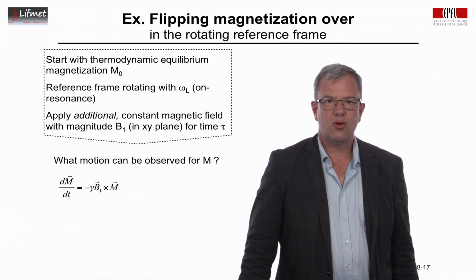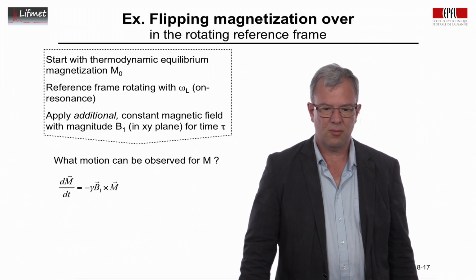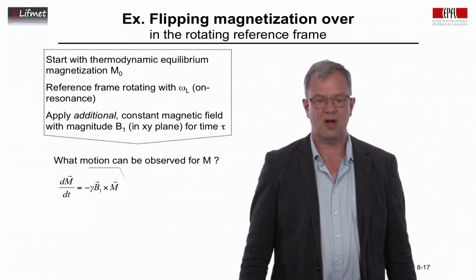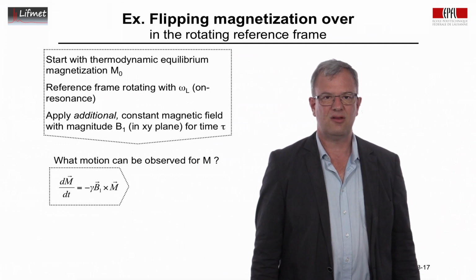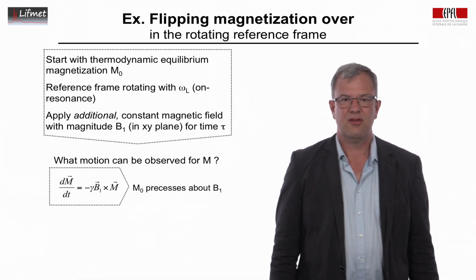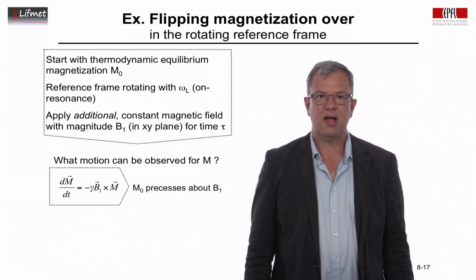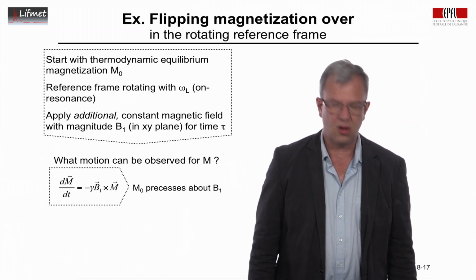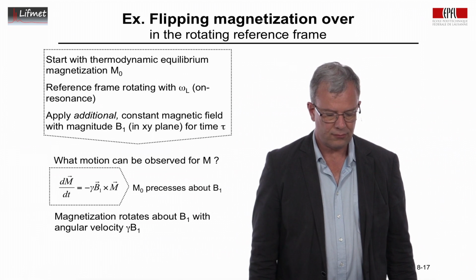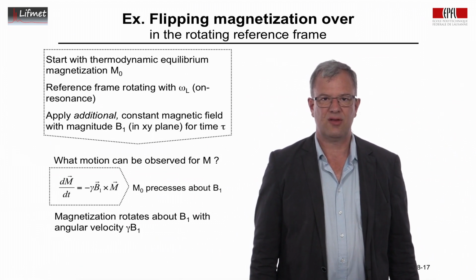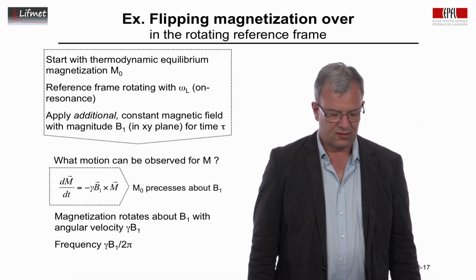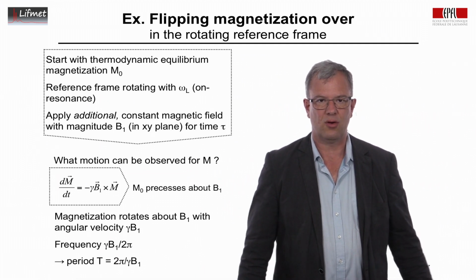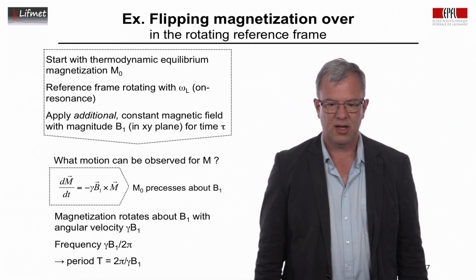So what motion can we observe for the magnetization if we start out with equilibrium magnetization? Well, the motion is the same, and in this reference frame the magnetic field is constant, so the motion that we observe is what we've discussed. This equation says that the equilibrium magnetization will now start to precess about B1. So it will rotate about the vector B1 at a constant angular velocity. This angular velocity in radians per second, gamma B1, has the frequency of gamma B1 over 2 pi, and it has the period of 2 pi over gamma B1. Of course, this is the relationship between frequency and period.